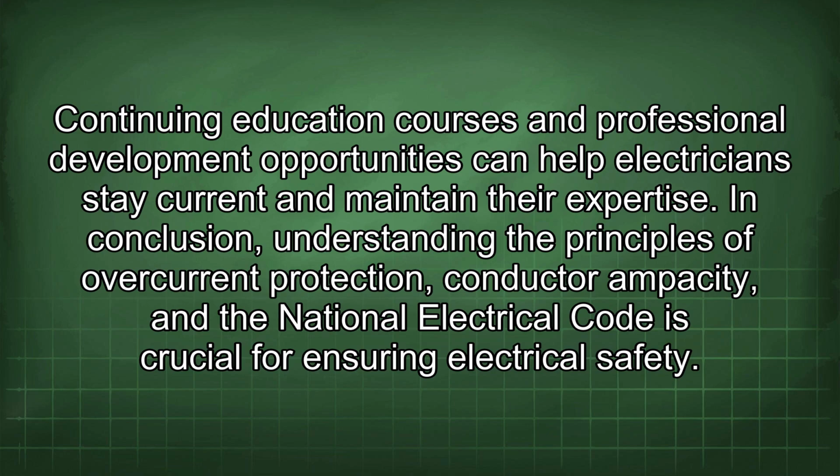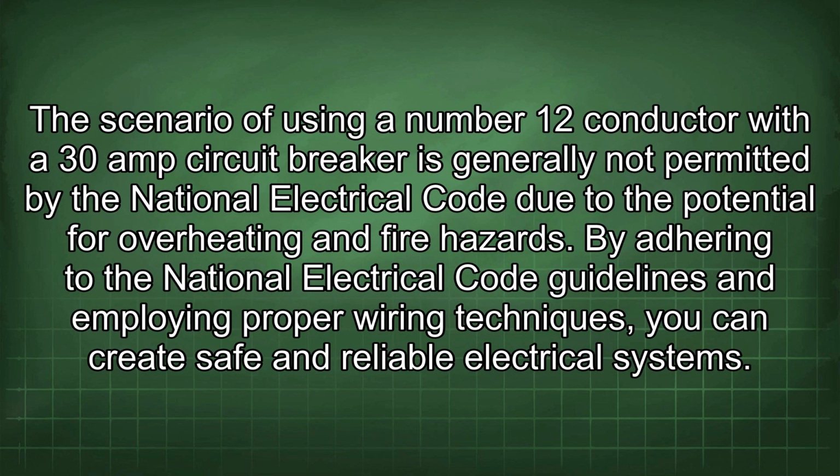In conclusion, understanding the principles of overcurrent protection, conductor ampacity, and the National Electrical Code is crucial for ensuring electrical safety. The scenario of using a number 12 conductor with a 30 amp circuit breaker is generally not permitted by the National Electrical Code due to the potential for overheating and fire hazards. By adhering to the National Electrical Code guidelines and employing proper wiring techniques, you can create safe and reliable electrical systems.